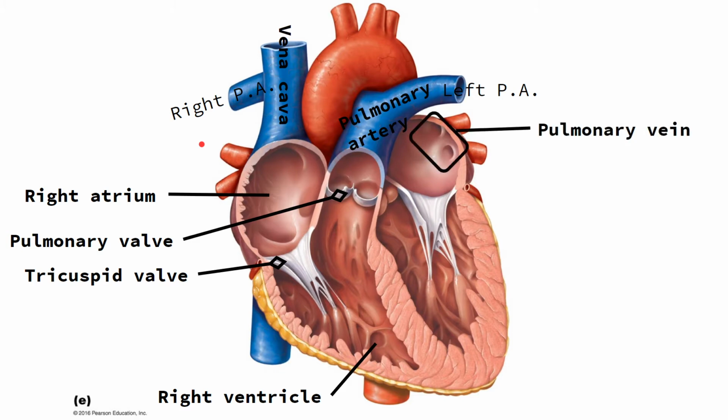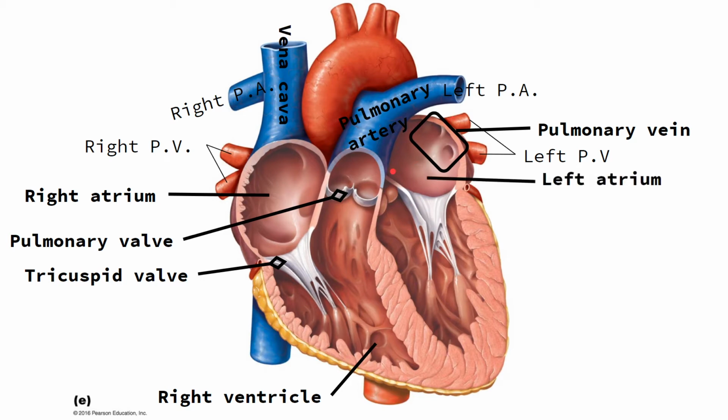It gets oxygen, and it comes back from the lungs into the left atrium through the pulmonary veins. We can just see the entrances right here. And again, it's coming from the lungs, so there has to be two of them: right pulmonary vein coming back from the right lung, left pulmonary vein coming back from the left lung. Then the blood is in the left atrium.